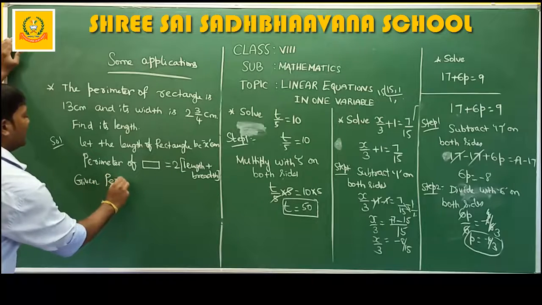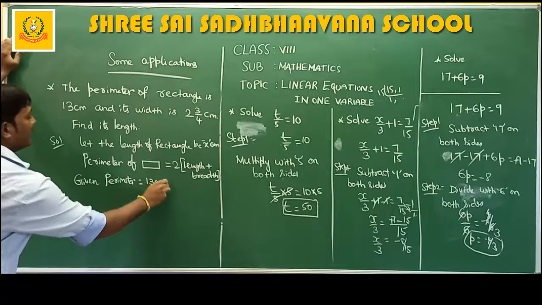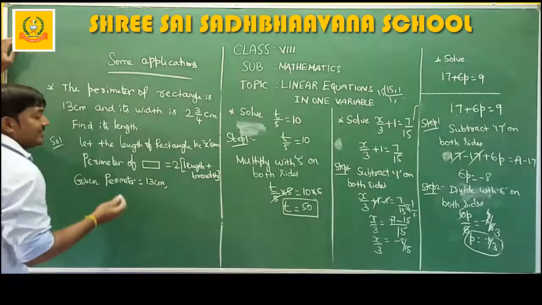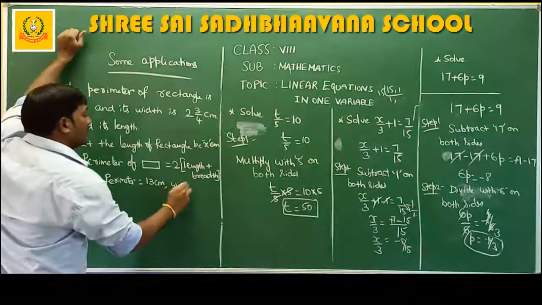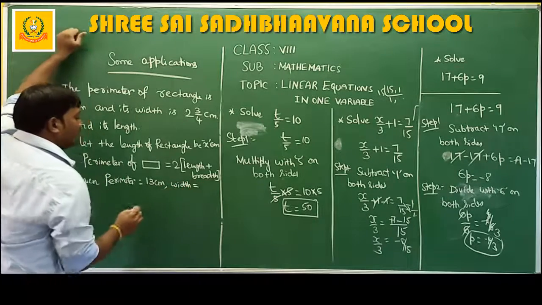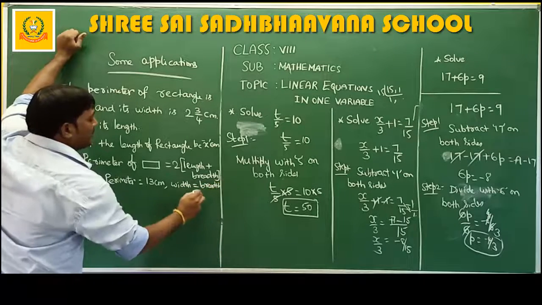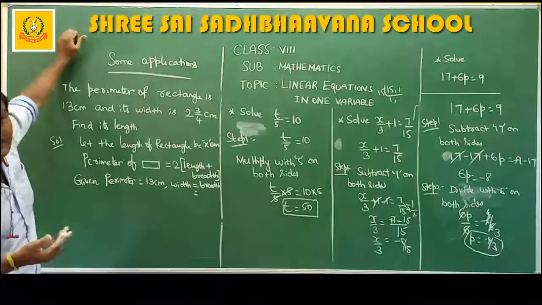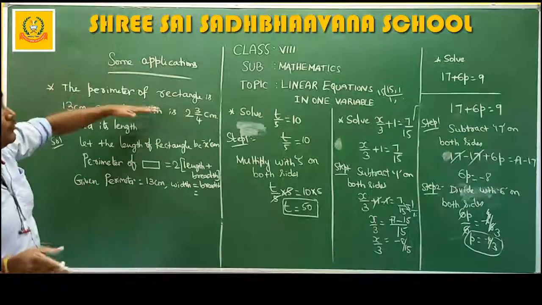What is the perimeter given? Perimeter is given as 13 centimeters, and what else is given? Width. Width is the same as breadth. Remember, width and breadth are actually the same. Don't think that width means something else which is not there in a rectangle. Width is nothing but breadth only. So width is how much?